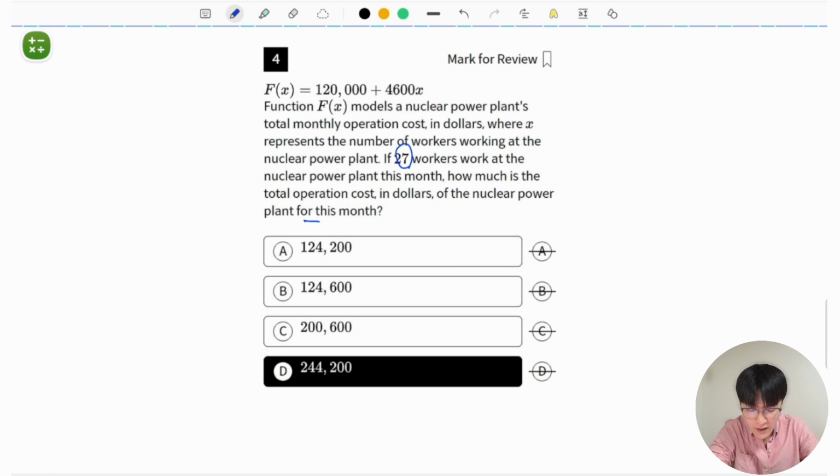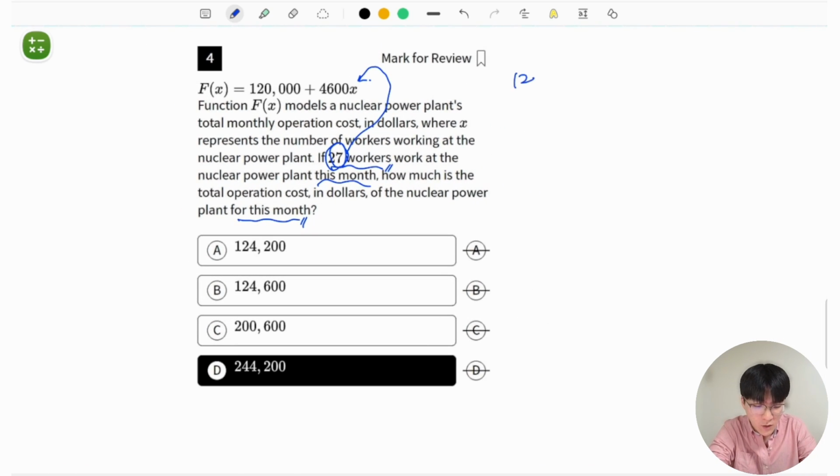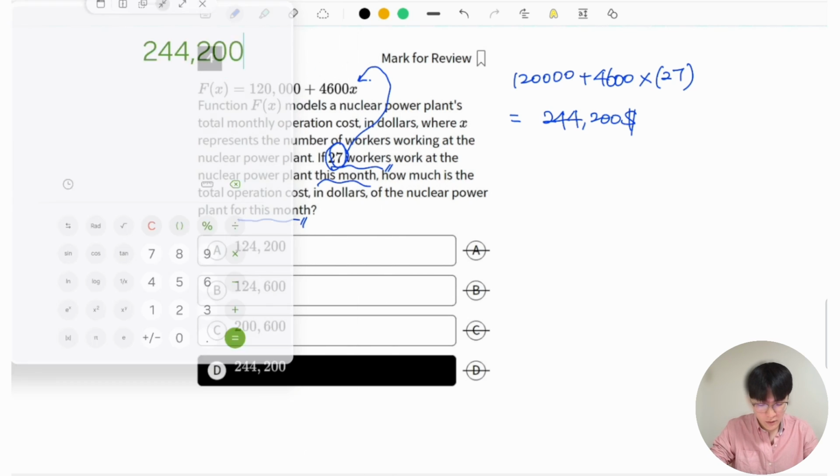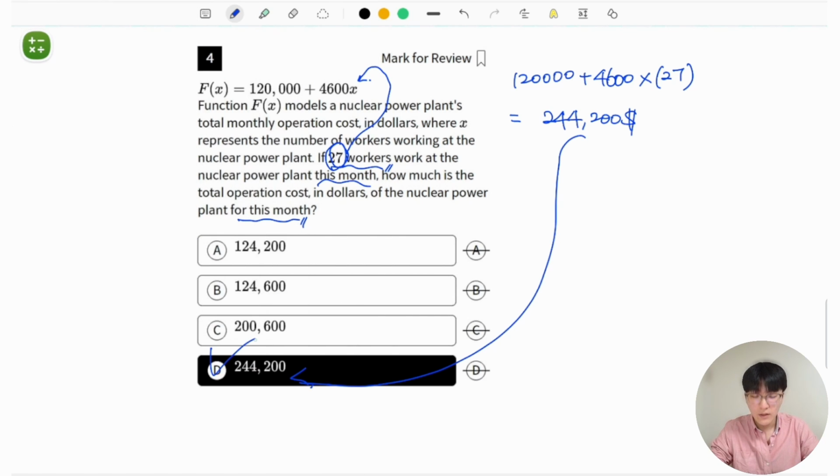So we are looking at this month. And in this month, there were how many people working? 27 workers. And what does 27 represent? It represents the value of x in this situation. So if we set up the formula, we can set it as the following: 120,000 plus 4,600 times 27. And that will be the operation cost. So if we plug that into our calculator, we get the total cost as $244,200, therefore leading to our final answer of D.